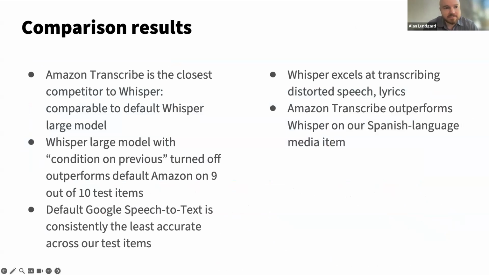Some takeaways from this analysis: Amazon Transcribe seems to be the closest competitor to Whisper. Their default models are pretty comparable, specifically the Whisper large model with the default parameter settings. As mentioned, Whisper tends to do a lot better when you optimize slightly with this condition on previous text flag. And across the board, Google Speech to Text was consistently the least accurate of our test items. We also noted that Whisper excels at transcribing distorted speech, which I think is consistent with some of the results that Lenora had mentioned earlier.